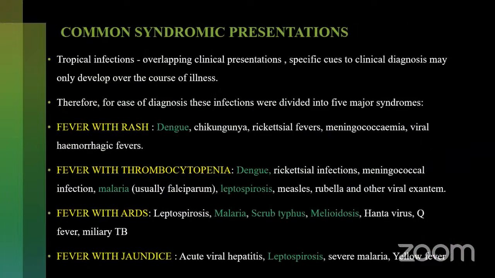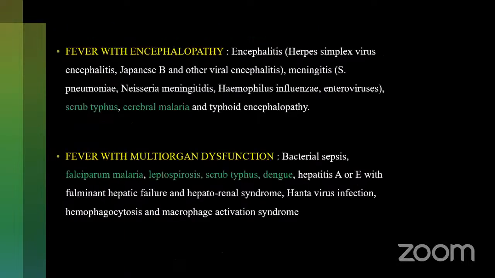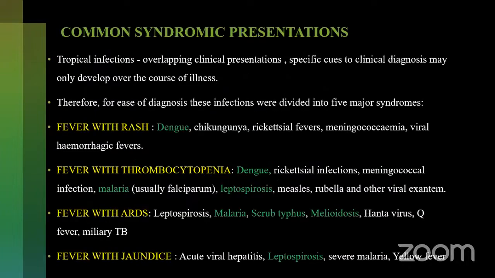Most of these tropical infections have overlapping clinical presentations. The specific cues to their diagnosis only develop over the course of illness. Therefore, for ease of diagnosis, these infections are divided into syndromes. For example, fever with rash, fever with thrombocytopenia, fever with ARDS, fever with jaundice, fever with encephalopathy, or fever with multi-organ dysfunction. Amongst the list of these various infections, we will be talking in detail about dengue, leptospirosis, malaria, scrub typhus, and melioidosis.